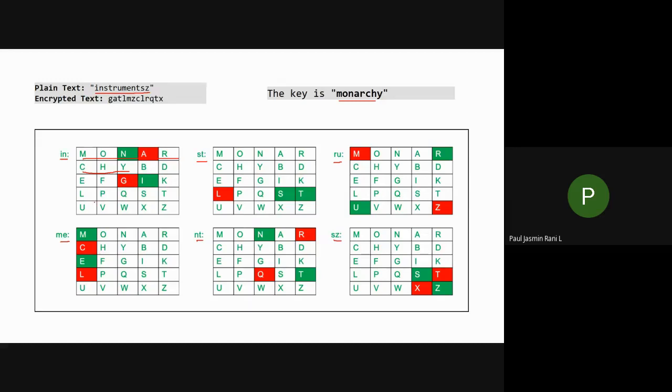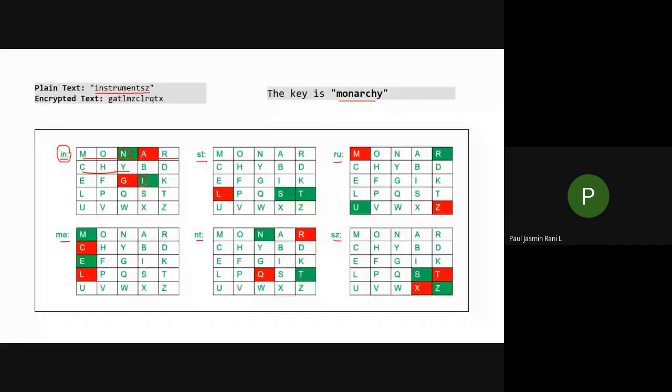Now you are going to consider this IN. This is your first one. For this IN you are going to see what will be your cipher text. So for this IN, where is this I? Here you have I, and where is N? This is your N. So which case does this belong to? Here you have I and here you have N. This is neither the same row nor the same column. So this belongs to the third scenario.